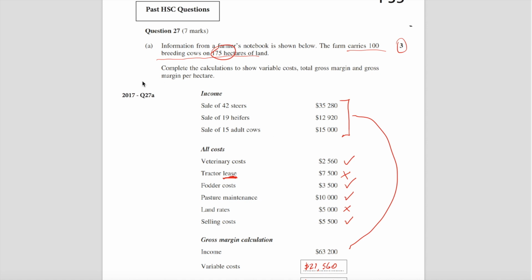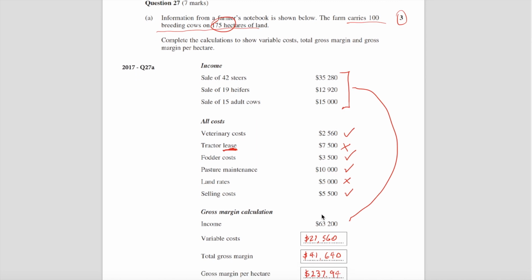All right, for this past HSC question from 2017, it's for 175 hectares of breeding cow production. So you need to add up the income here, and it's already done for you actually, and 63,200 is the answer. You then need to choose which ones are fixed and which ones are variable. So if you're growing cattle, veterinary costs obviously variable. Tractor leasing, you have to pay that no matter what, even if you don't have cattle or you do. So that's fixed and you don't include that.